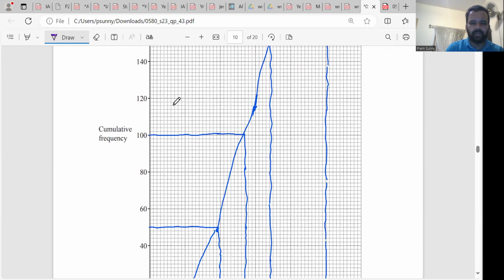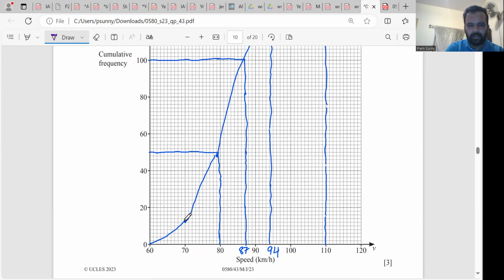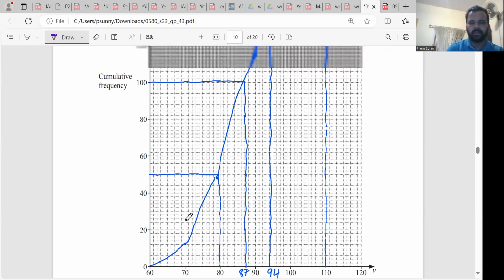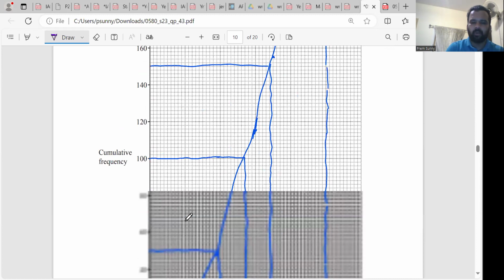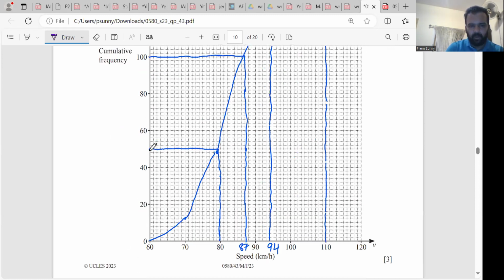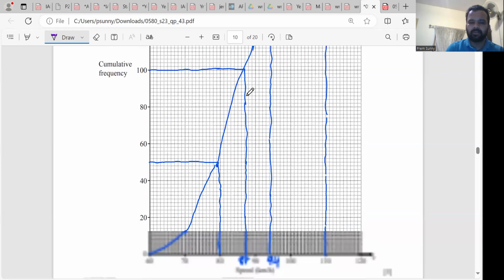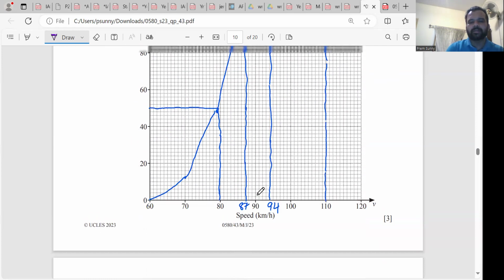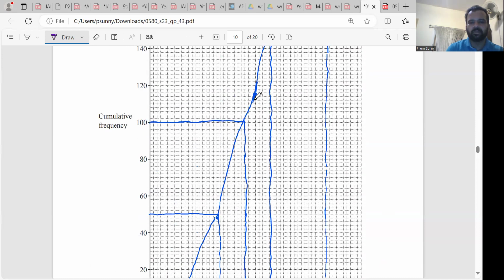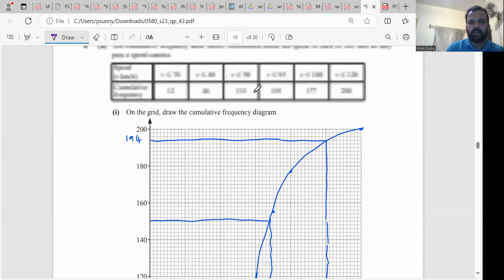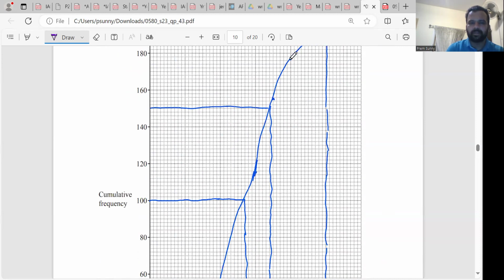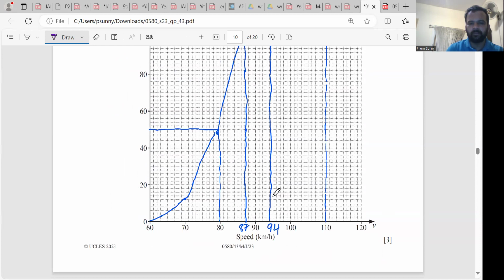70 and 12 means 70 here and 12 here. You'll get a point over here. Similarly 80 and 46, somewhere over there. First you plot the points and then join them without using a ruler, just a rough hand diagram. So 90 on the x-axis and 115 will be somewhere over here. And 95 and 155 is here.